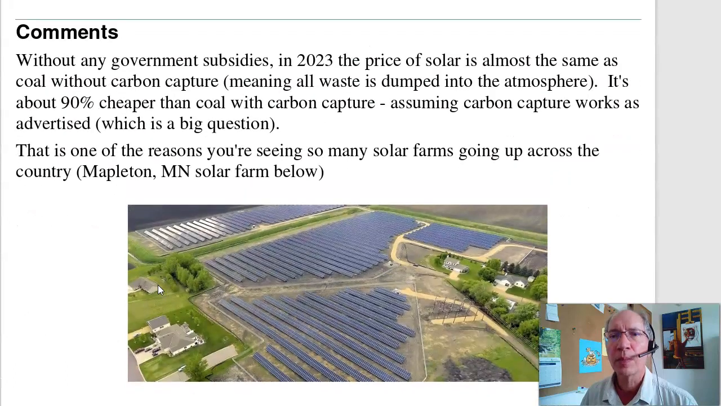So a couple comments on this. Without any government subsidies, in 2023 the price of solar is almost the same as coal without carbon capture, meaning you dump all the waste into the atmosphere. It's about 90% cheaper than coal with carbon capture, assuming carbon capture works, which is a big question. That's one of the reasons that you're seeing so many solar farms going up across the country, especially over in Minnesota. For example, this is a solar farm over in Mapleton, Minnesota.